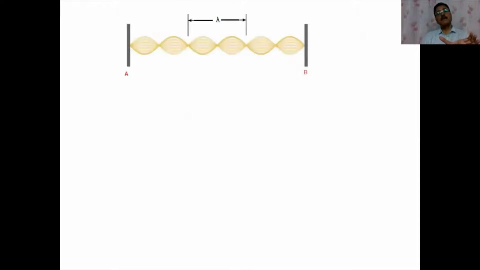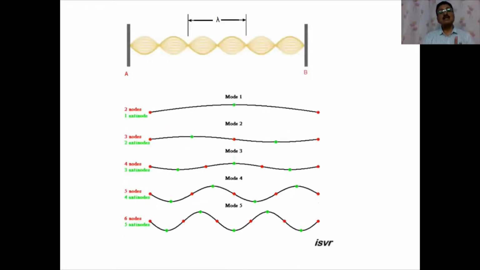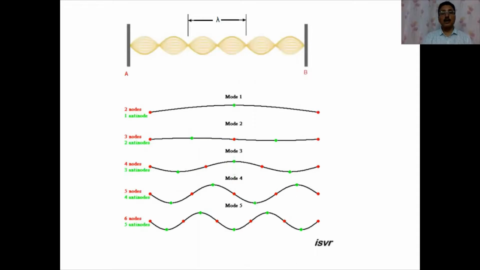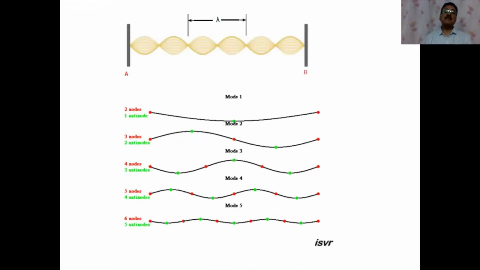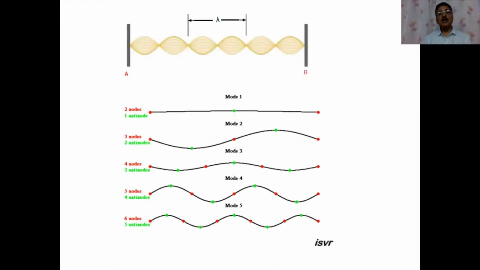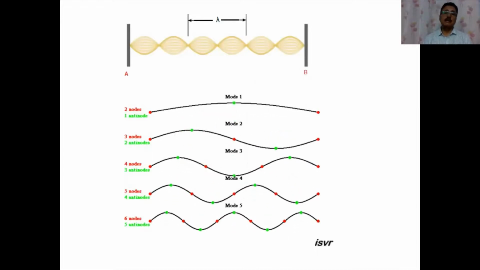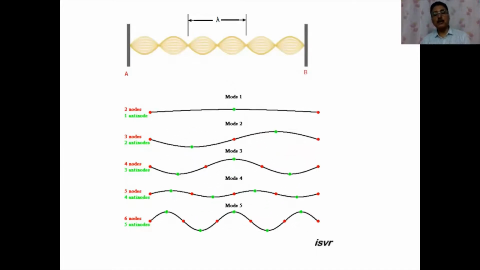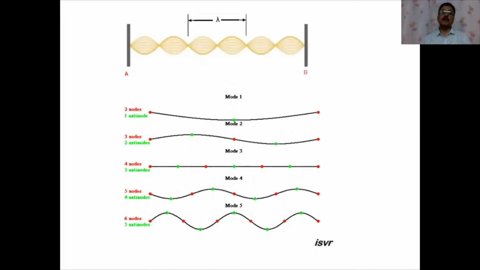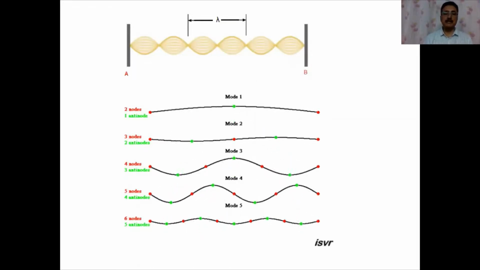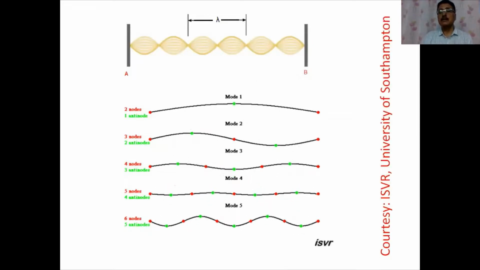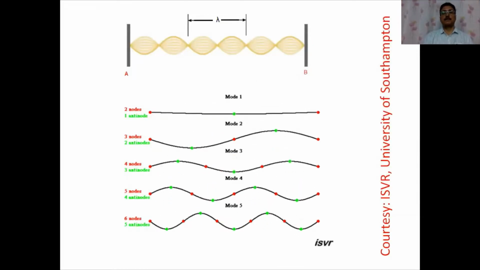Now, this is a string fixed between two ends, and this has been plucked, and these are the modes of vibrations in the string that you already know. In the first one, we will have one loop. In the mode 2, we will have two loops. And you know, the frequencies are given by nu_n is equal to p upon 2L square root of T upon mu. T is the tension, mu is the mass per unit length, and L is the length of the string. So these are different modes of vibration of the string that we can see. And courtesy is again ISVR, University of Southampton.